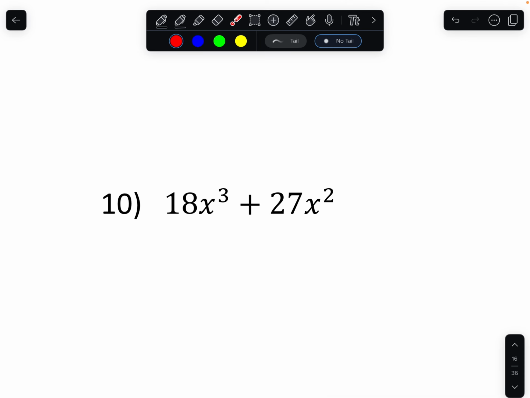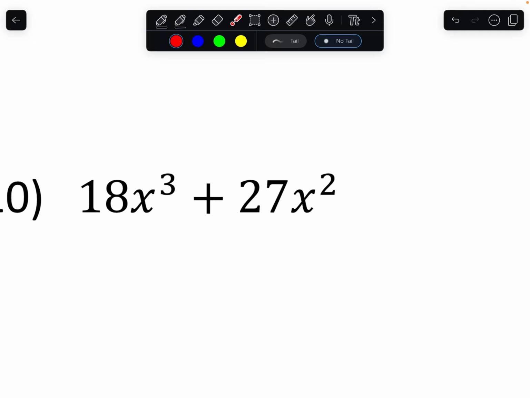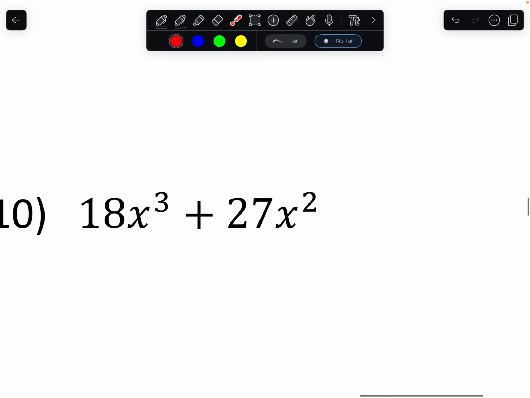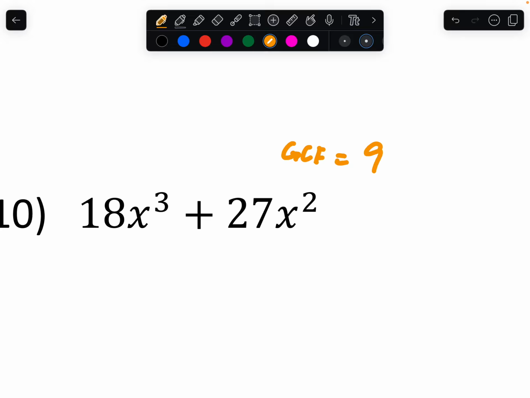Last one of these here on the top. So again, I want to look at 18 and 27 and say, what number do 18 and 27 both have in them? And 18 and 27 are both multiples of 9. So 9 goes into both those. And then this term has 3 x's, this term has 2 x's. That means they both have 2 x's in them. So the GCF here would be 9x squared. You always want to take out as much as you can because you want the greatest common factor. So the biggest thing I can take out of both is 9x squared.